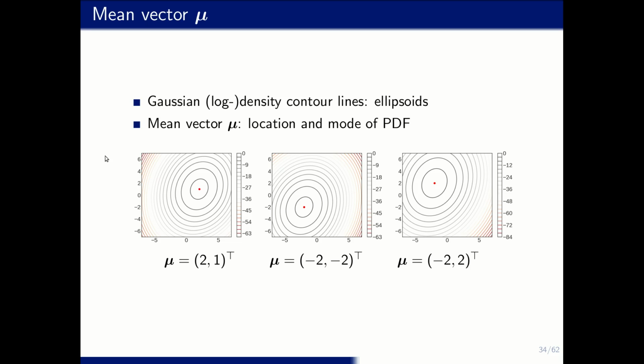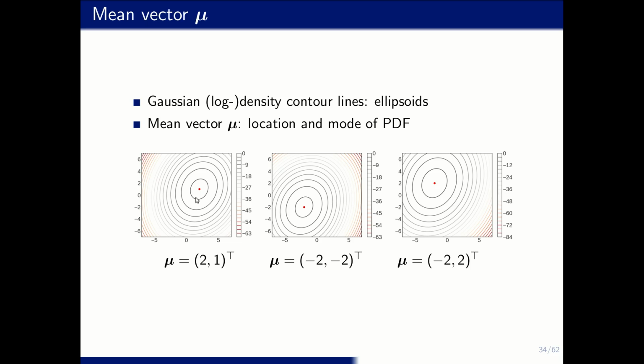Now if we play with the mean vector, like in the 1D Gaussian, the mean vector essentially determines the location and the mode of the PDF. The mode is the maximum of the PDF, and the PDF assumes its maximum at the mean vector. By moving around the mean vector, so here, for example, this is the same Gaussian three times, with the same covariance matrix but with different mean vectors, we can just move around this bell shape.